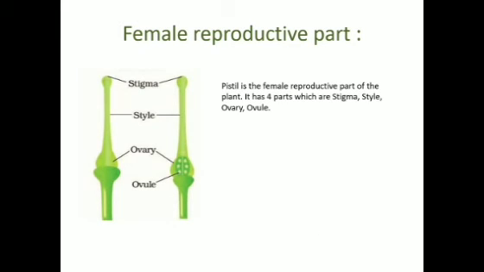Female reproductive part. Pistil is the female reproductive part of the plant. It has four parts, which are stigma, style, ovary, and ovule. So this top bud kind of thing is called the stigma. This branch kind of thing is called the style. This big fat thing at the bottom is called the ovary, and this dark green thing and the white balls are called the ovule.